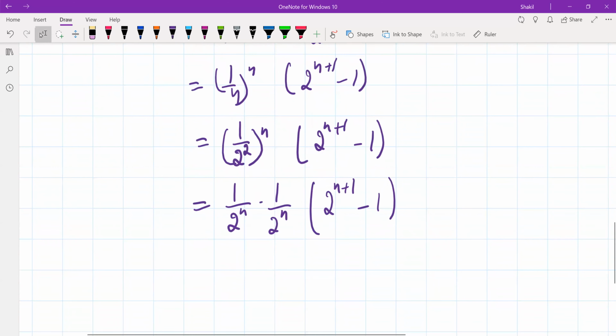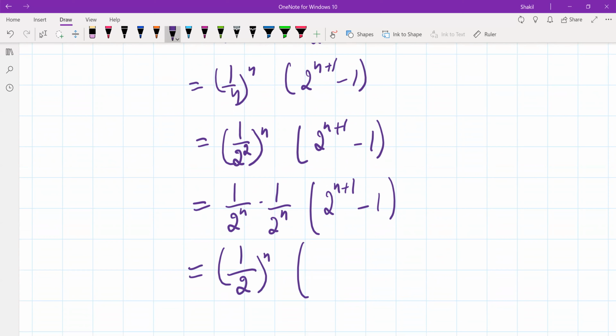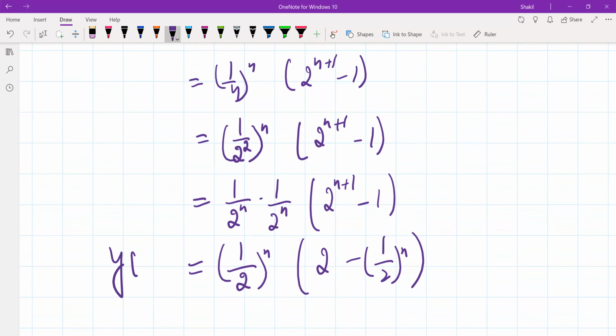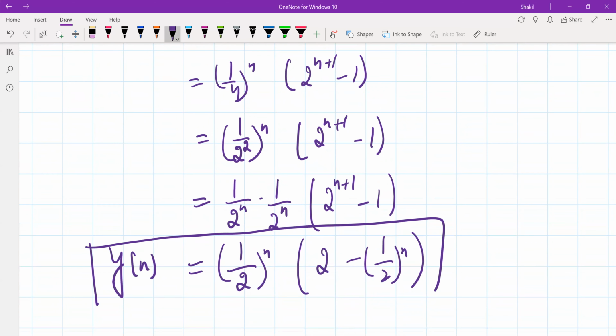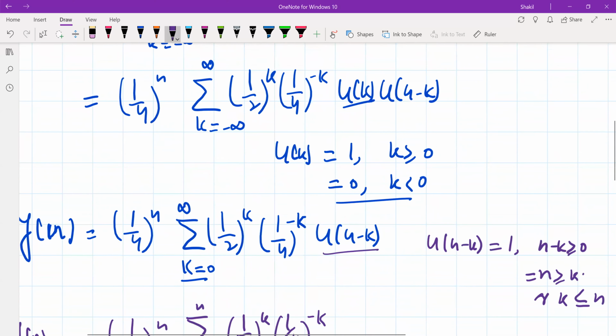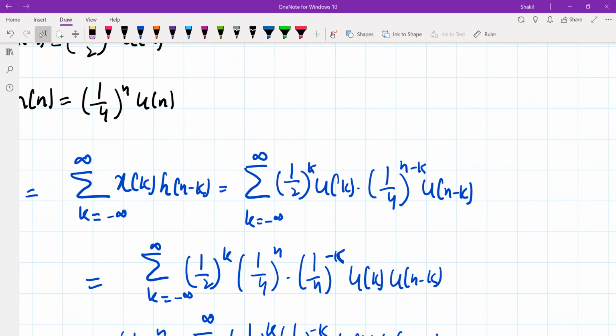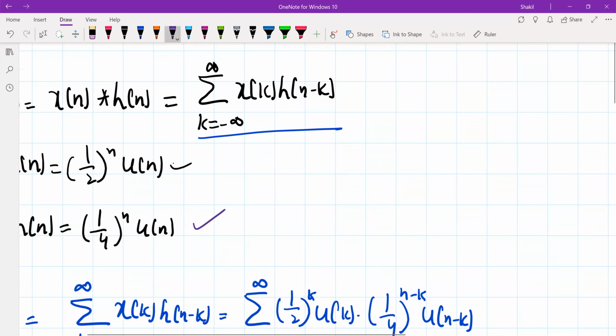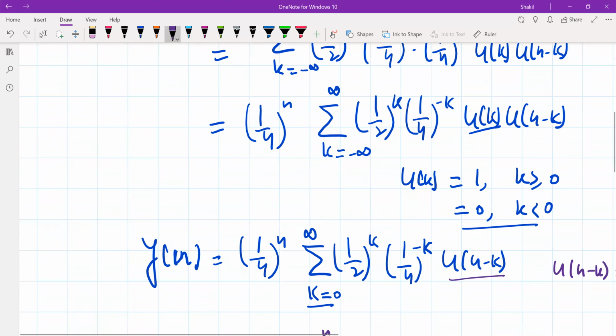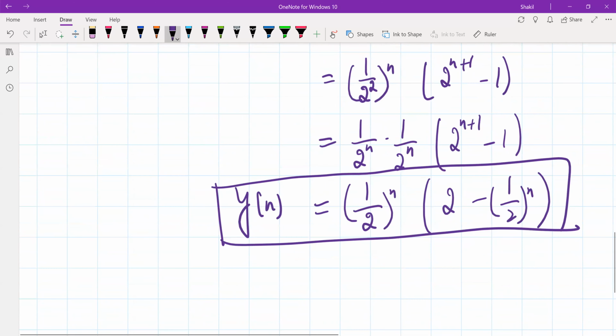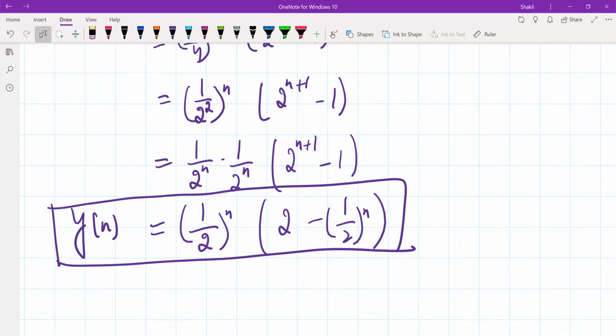Now when you take the 1 over 2^n inside, what will happen? You will be left with 2 minus (1/2)^n. So this is the output of this system. When the impulse response of the system was (1/4)^n u[n] and the input was (1/2)^n u[n], the output is this. Now you can manipulate this and see the different forms of this output. So this is the output when the input is in functional form.